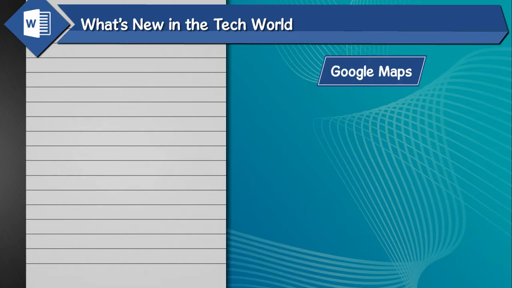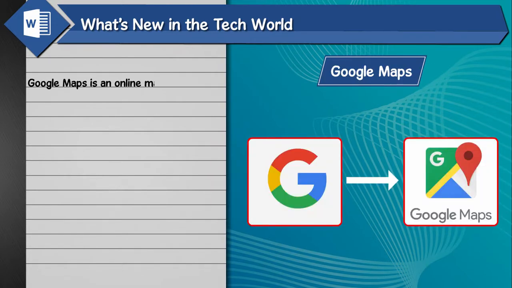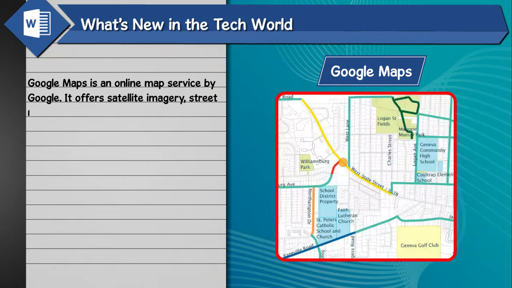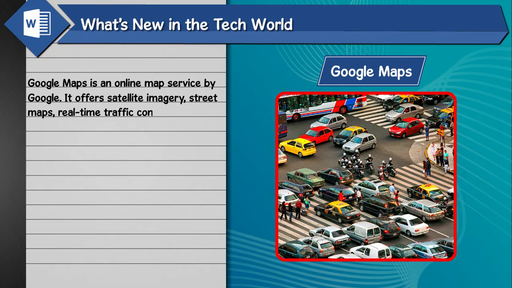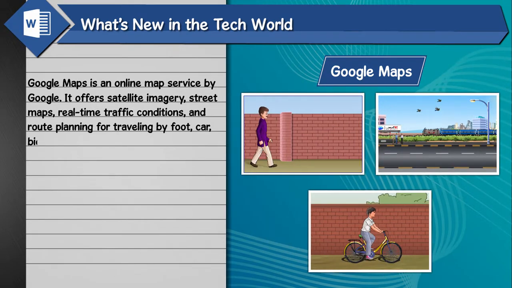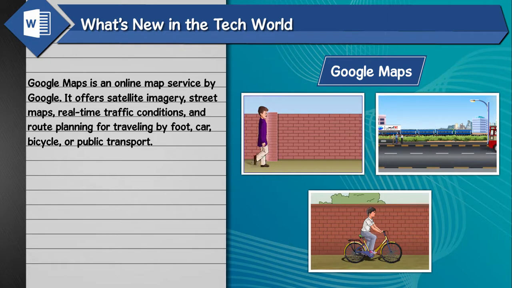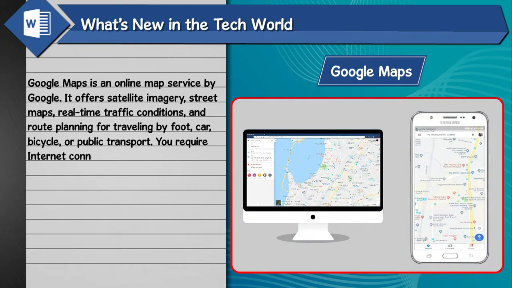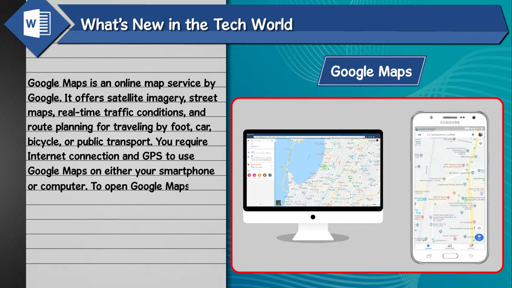Google Maps. Google Maps is an online map service by Google. It offers satellite imagery, street maps, real-time traffic conditions, and route planning for traveling by foot, car, bicycle, or public transport. You require internet connection and GPS to use Google Maps on either your smartphone or computer. To open Google Maps, go to maps.google.com.